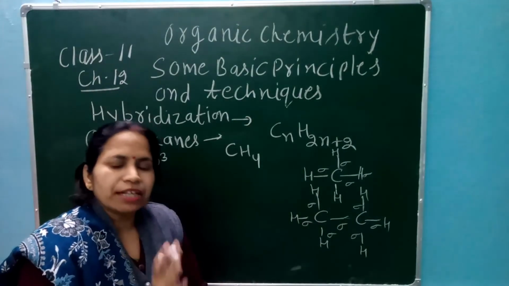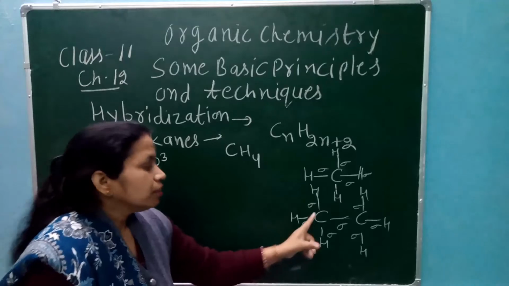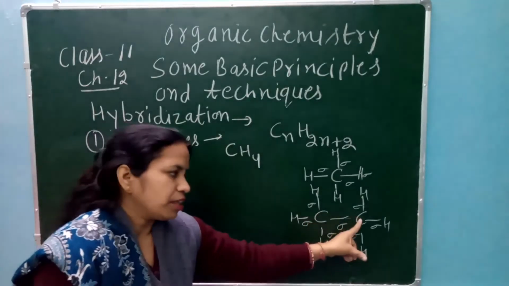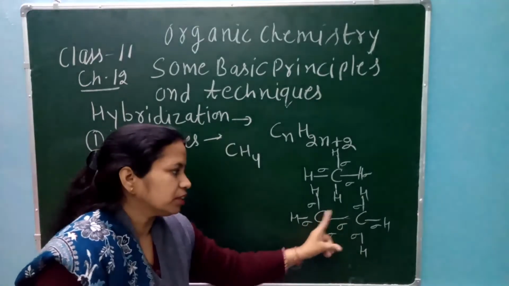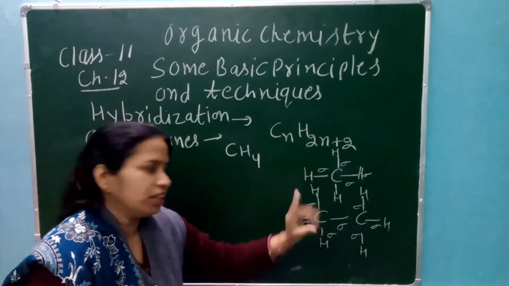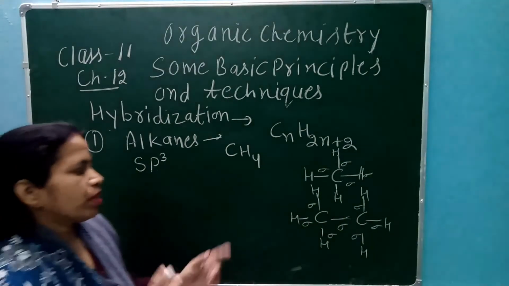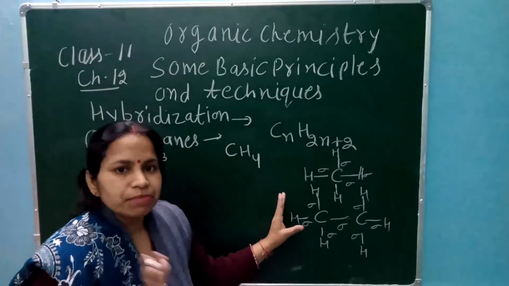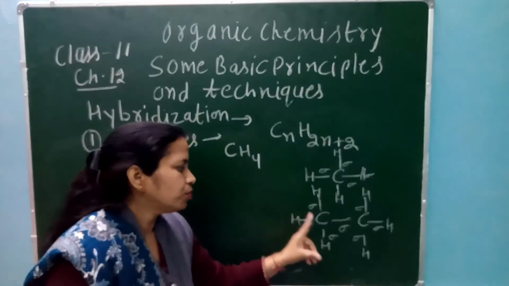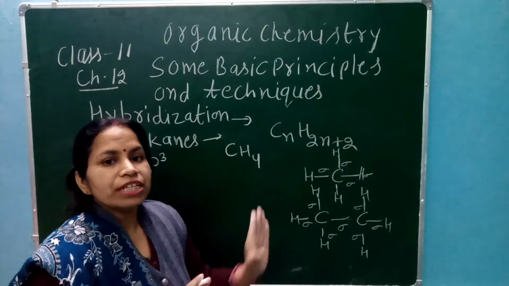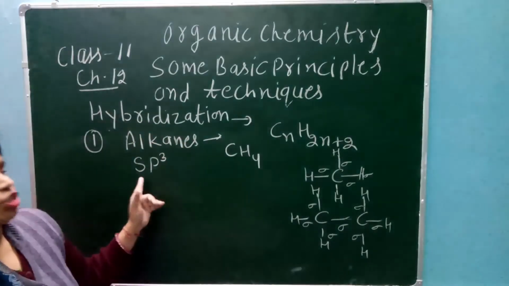Now calculate the hybridization of the center atom. Hybridization always center atom का calculate किया जाता है. Center atom is carbon. Here again it is carbon. This is the example of ethane, alkane. So in both carbons sp3 hybridization. So how to calculate? You have to count only sigma bonds. So 1, 2, 3 and 4. So its hybridization is sp3.